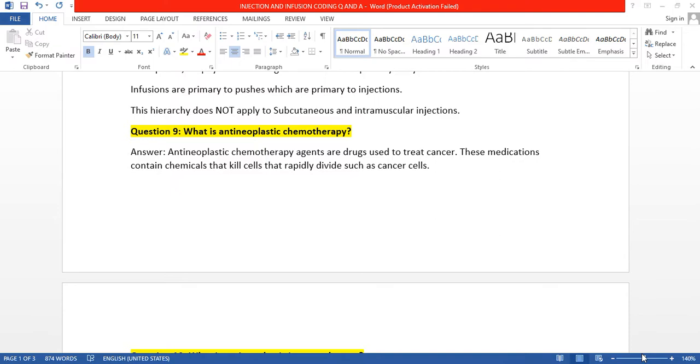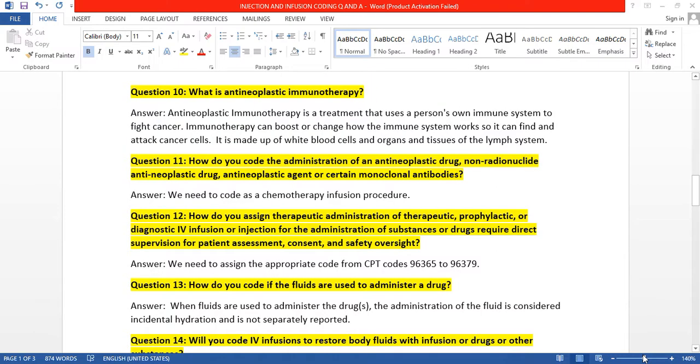Opposite to, so to reduce the cancer, we will use anti-neoplastic. Neoplastic means related to neoplasms. Anti-neoplasm chemotherapy. Chemo means medications, therapy means process. So it is the process of reducing the cancer using the medications. Next, question 10. What is antineoplastic immunotherapy? Answer. Antineoplastic immunotherapy is a treatment that uses a person's own immune system to fight cancer.